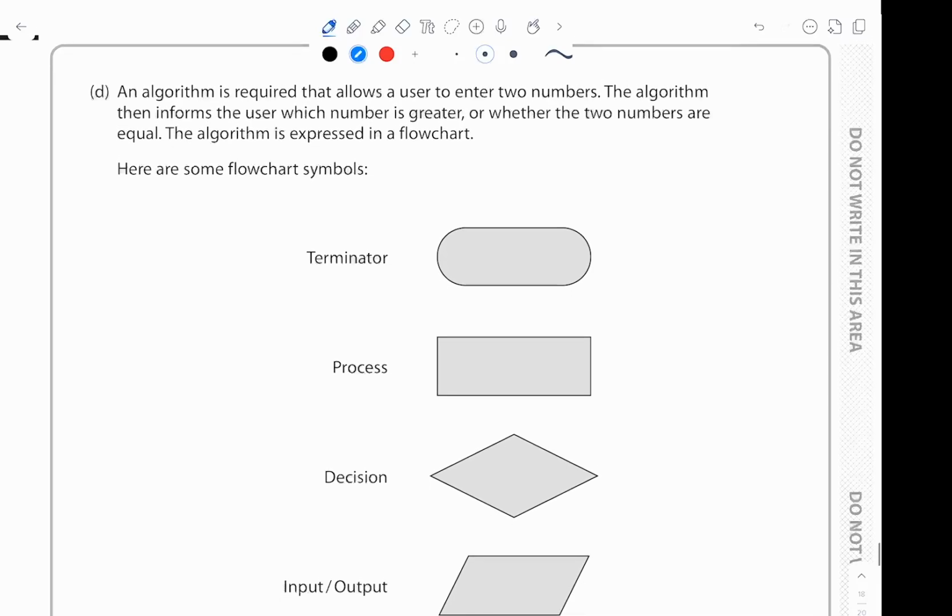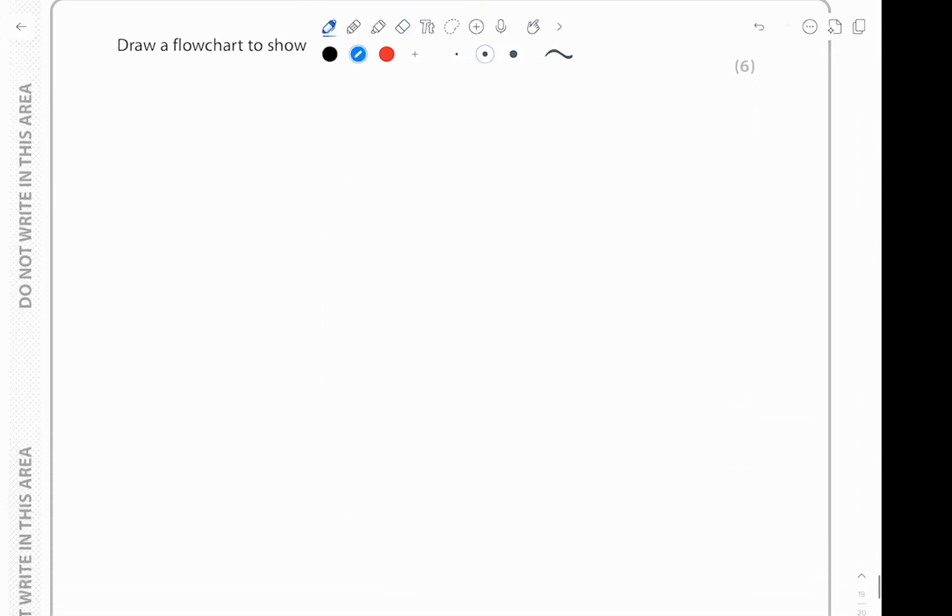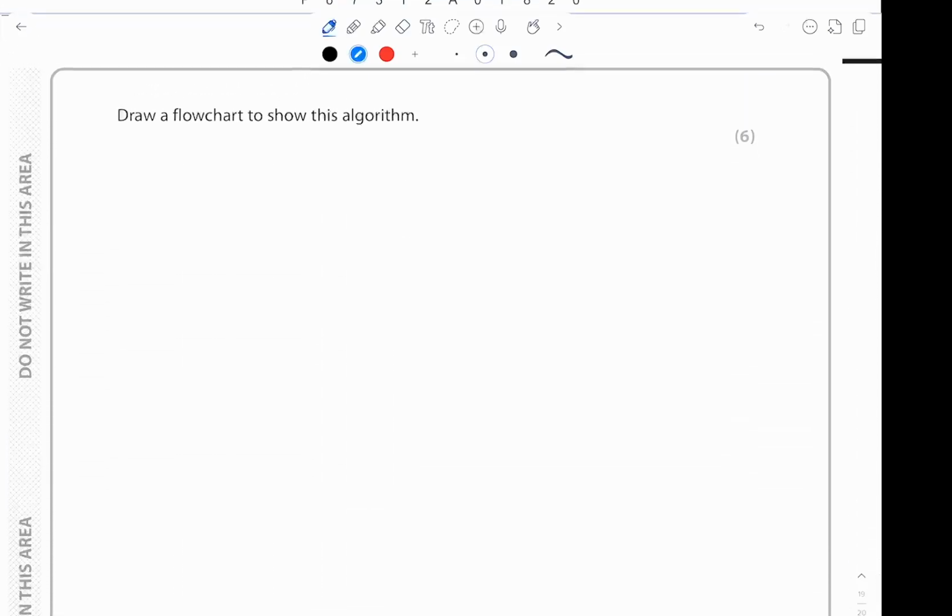An algorithm flowchart question, by the way, if this ever comes up, that's a sub-program. It informs the user which number is greater, or whether the two numbers are equal. So the algorithm is to enter 2 numbers and then show which one is greater, and we want to represent it as a flowchart. So draw a flowchart to represent this.